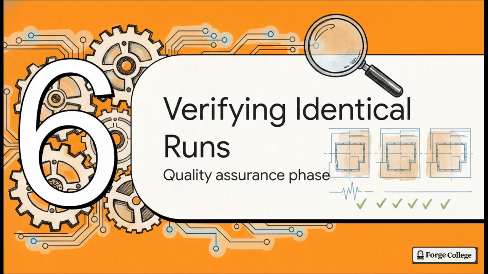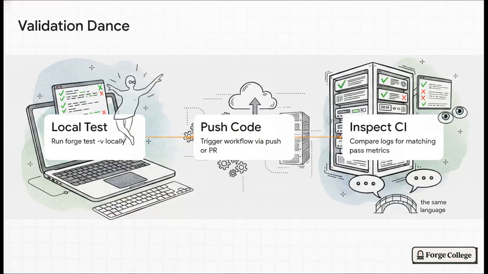And that brings us to the final phase. Section 6, verifying identical outputs. It's time for some quality assurance. Validation here is a very simple three-step dance. Step 1, you just run forge test -v locally and note the output. Step 2, you push your code to GitHub. And step 3, you inspect your CI logs. What you are looking for here are matching pass and fail metrics. You want to ensure that your local terminal and the CI runner are speaking the exact same language.